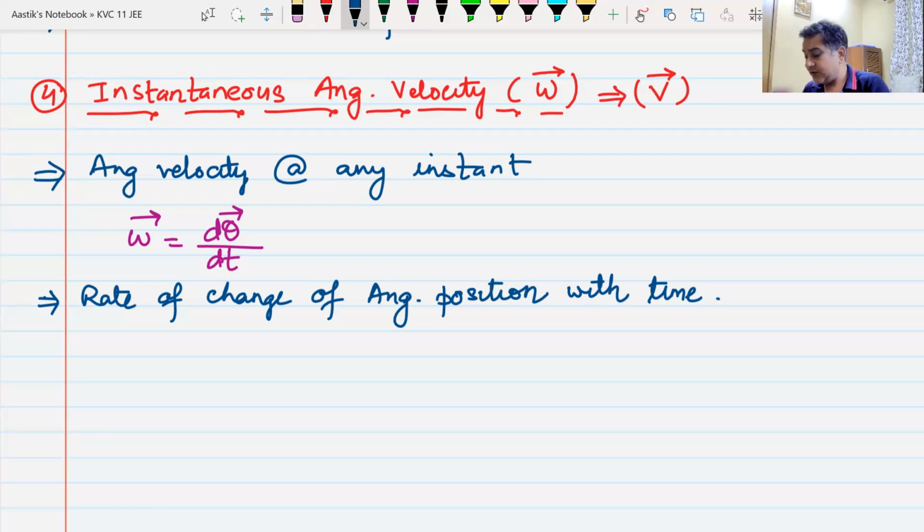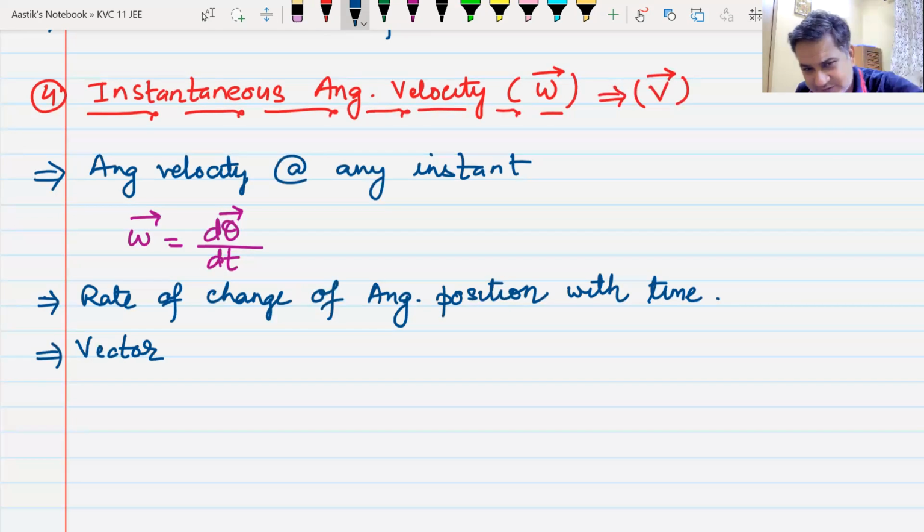Again, it has the same unit. What type of quantity is this? Scalar or vector? This is definitely a vector quantity. It is a different type of vector though, and we will discuss those different types of vectors after some time when we get further ahead. Not right now. Instantaneous angular velocity. Do we understand this? Yes or no?